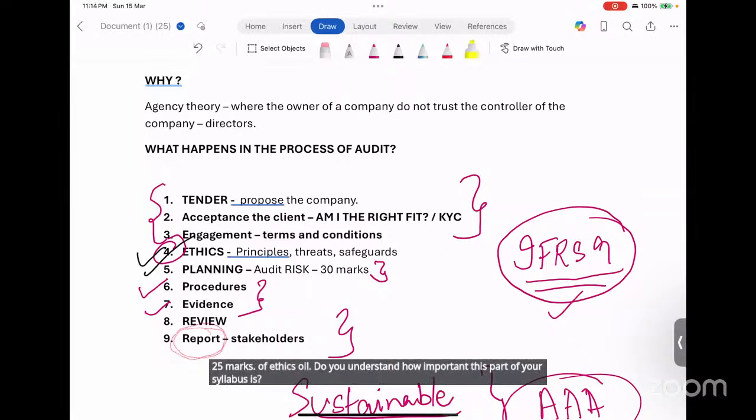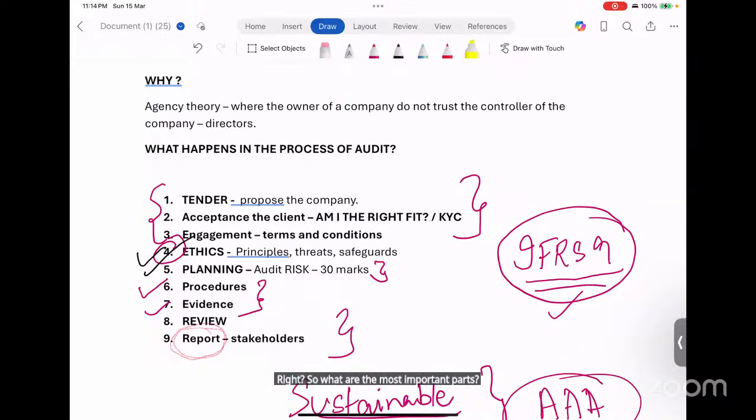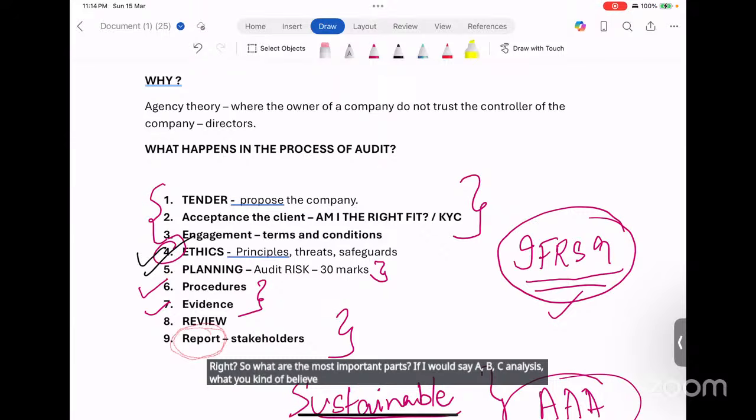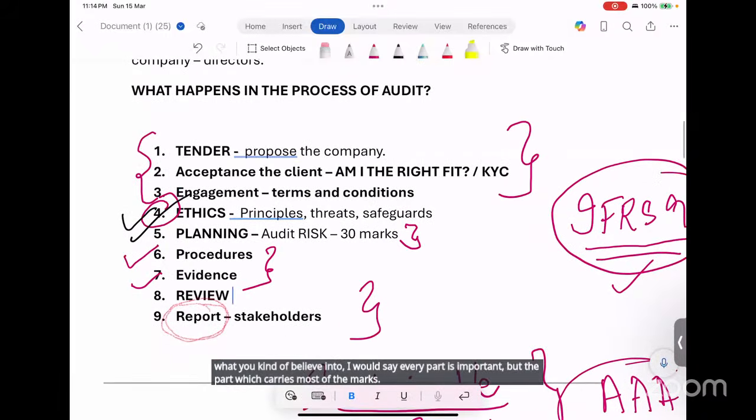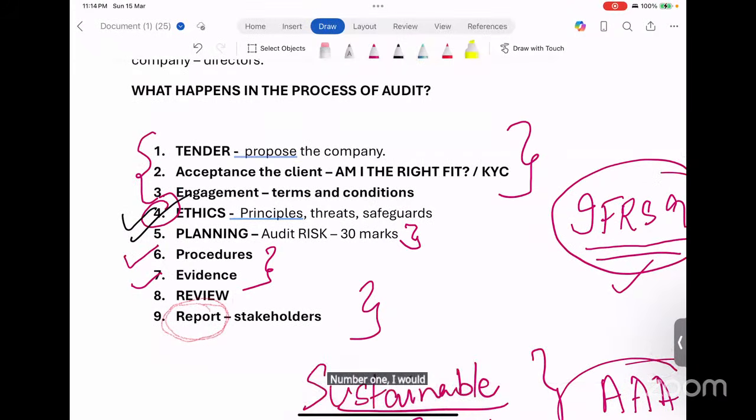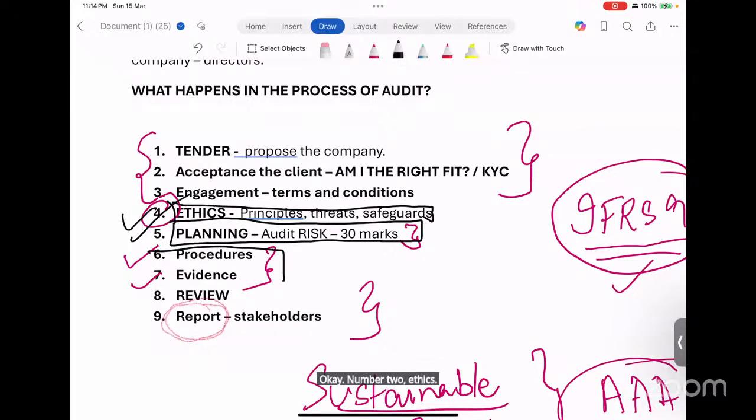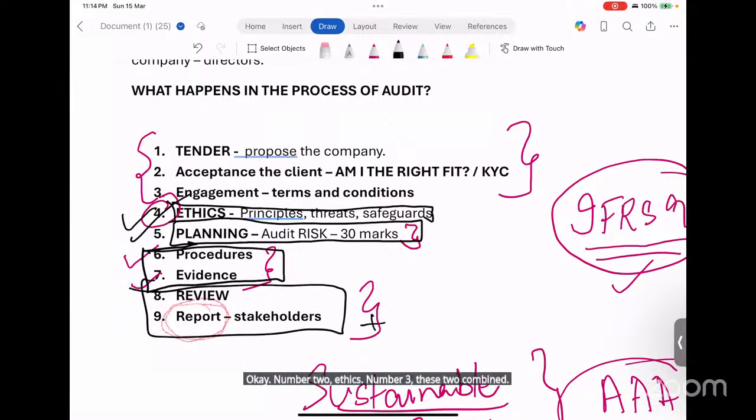Right? So what are the most important parts? If I would say, ABC analysis, what you kind of believe in, I would say every part is important, but the part which carries most of the marks, number one, I would say planning part. Number two, ethics. Number three, these two combined. This plus other assignments would be the last one.